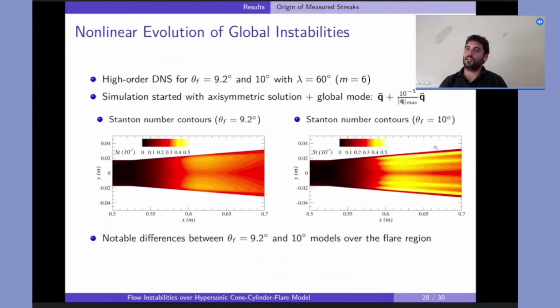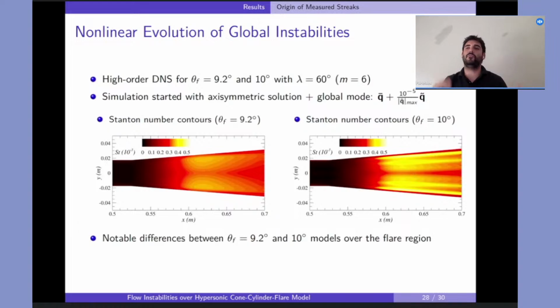Okay, so now let's look at that solution, because it has changed because of the global mode. Here I'm plotting just a zoom view of the Stanton number, that's the heat transfer at the wall, for 9.2 degrees flare angle and also 10 degrees. And what we see is a very strong difference between those two cases. The difference is just 0.8 degrees in the flare. For one, we have a long wavelength modulation of the flow, but for the other one, we have a short wavelength modulation of the flow.